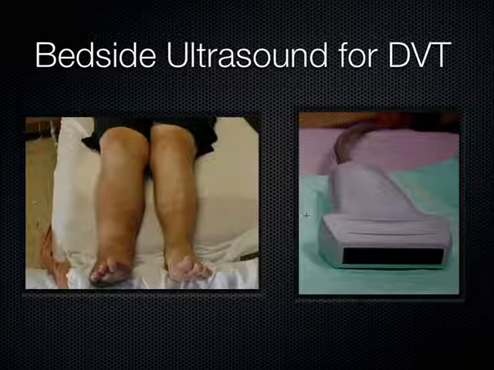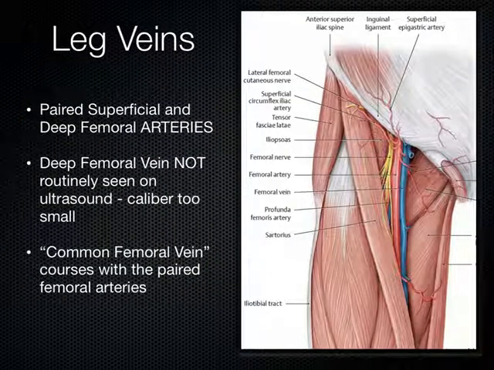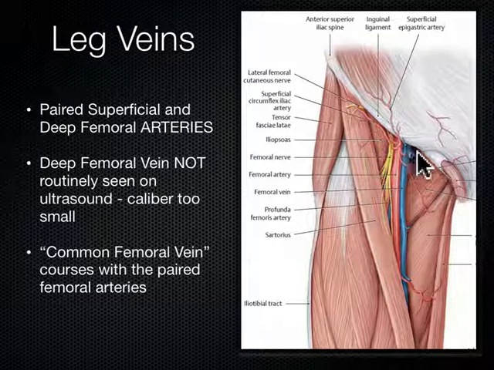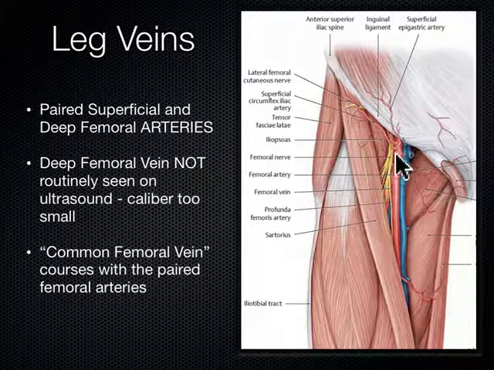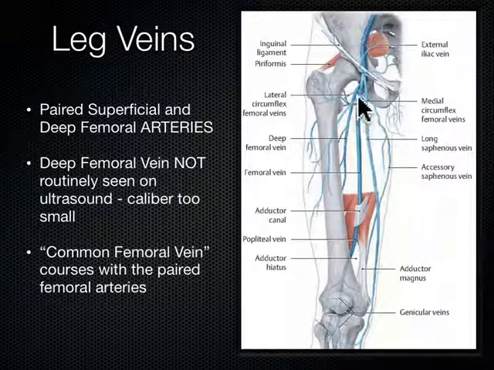So the way you assess for it is you take that linear probe and you compress. I'll show you where. So recall that the superficial and deep femoral arteries lie laterally, and the common femoral vein lies medially. There is a deep femoral vein, but it's of such small caliber that we don't really see it on ultrasound, and therefore it's right down by the femur. It goes really deep, small caliber, not really a clinically relevant vessel.